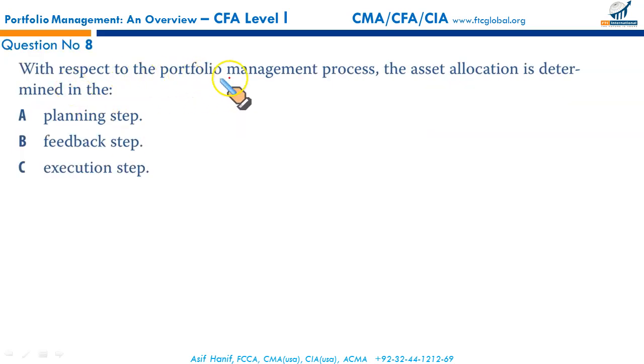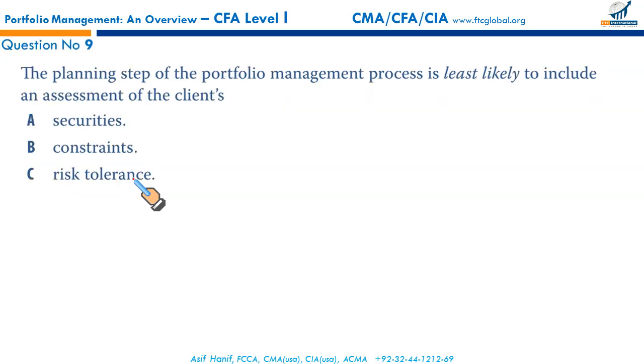With respect to the portfolio management process, the asset allocation is determined in the planning step, feedback step, or execution step. First of all, the client's specific requirements are to be established. Once done, we use that to determine the client's target asset allocation. And this occurs in the execution step of the portfolio management process. If you read the theory, you would know that's C.